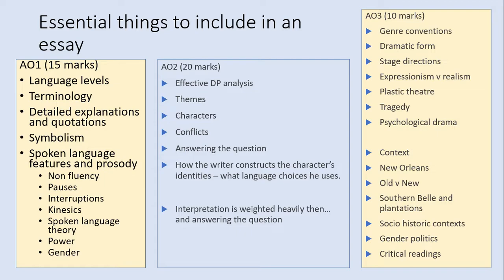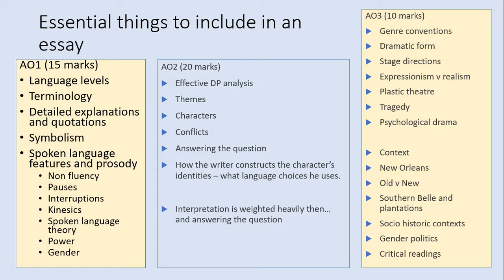Okay, so AO1, as you know, is the language levels. This is the dominant level. This is the thing that we look at first as an examiner. We look at whether you are covering those language levels: lexis, semantics, grammar, phonology, and so on.